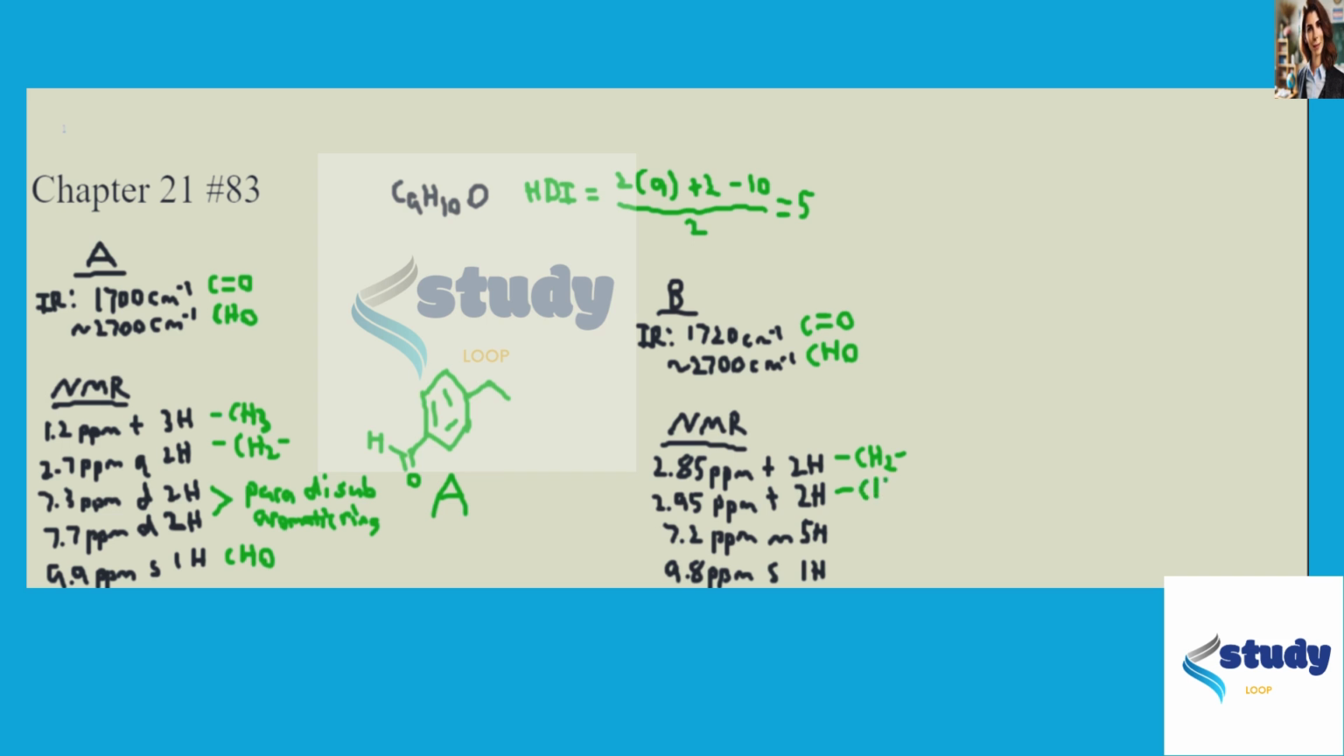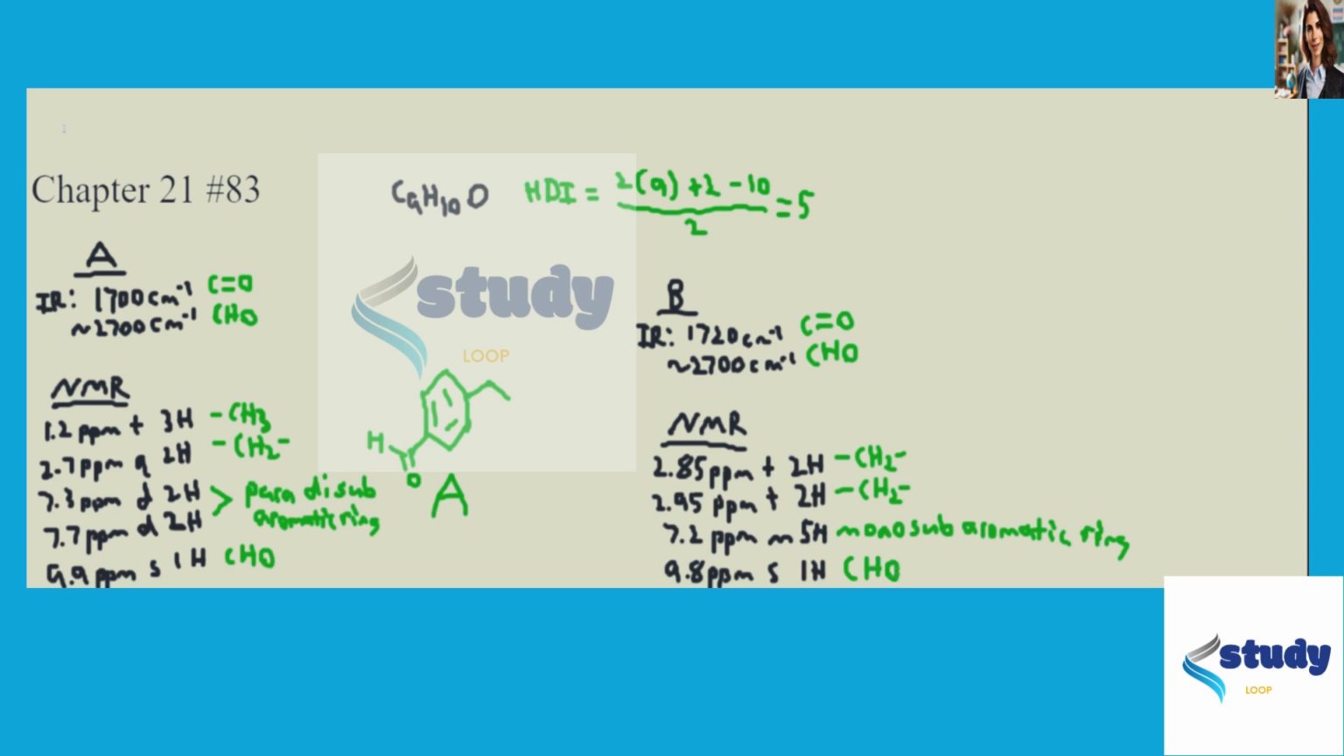And so this is another methylene group. And they're both triplets, so there's a pretty good chance that these are actually next to each other. They're splitting one another. 7.2 ppm multiplet with an integration of 5. So this is a mono-substituted aromatic ring. Again, we know that because the integration is 5. And then at 9.8 ppm, that singlet that integrates to 1 is our aldehyde.